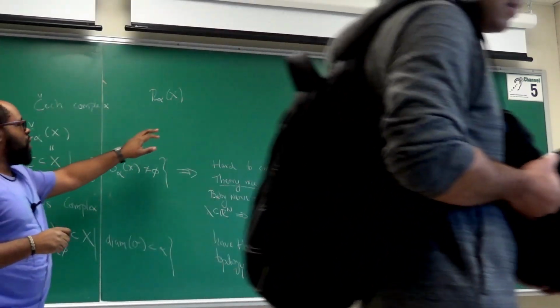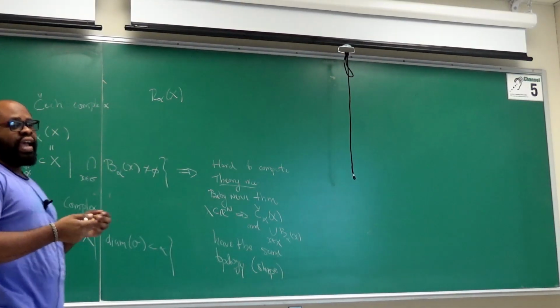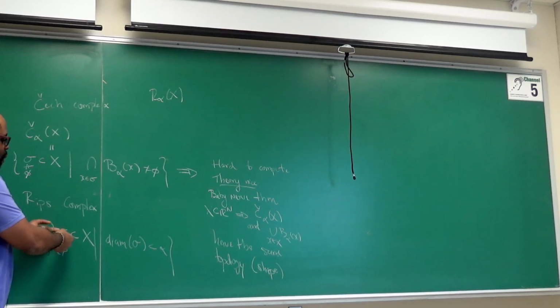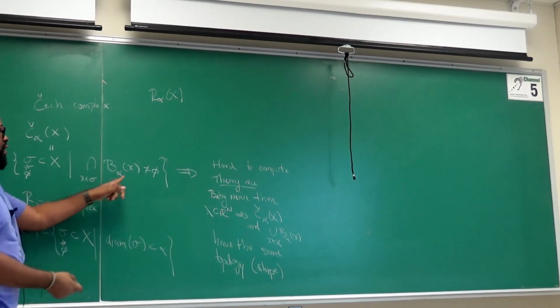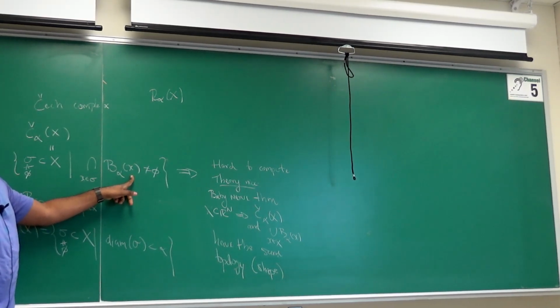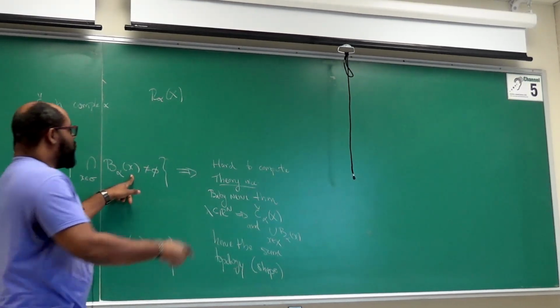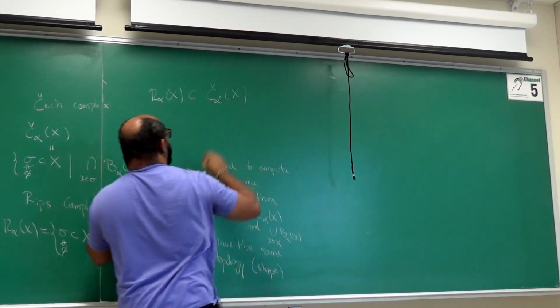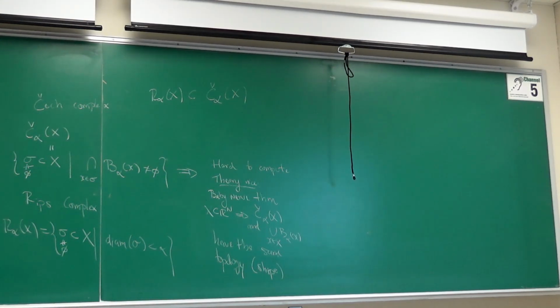So then we compute the Rips complex, right? What we're saying is that the maximum distance between any two points in each simplex is less than alpha. So in particular, the balls of radius alpha intersect. In other words, this is contained in here. Let me know if that makes sense to you.